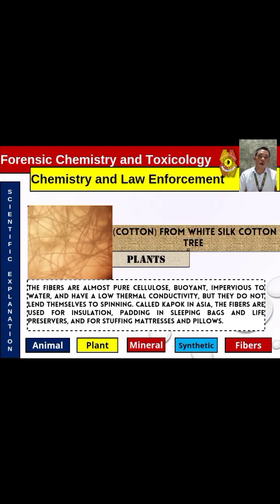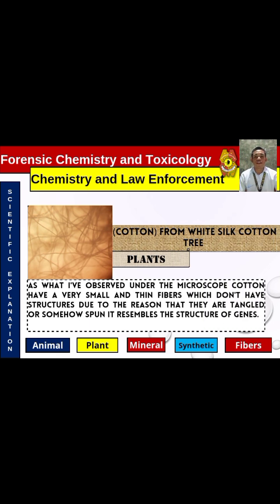Next sample fiber is a white silk cotton that came from the white silk cotton tree. The fibers are almost pure cellulose, buoyant, impervious to water, and have a low thermal conductivity, but they do not lend themselves to spinning, called kapok in Asia. The fibers are used for insulation, padding in sleeping bags and life preservers, and for stuffing mattresses and pillows.